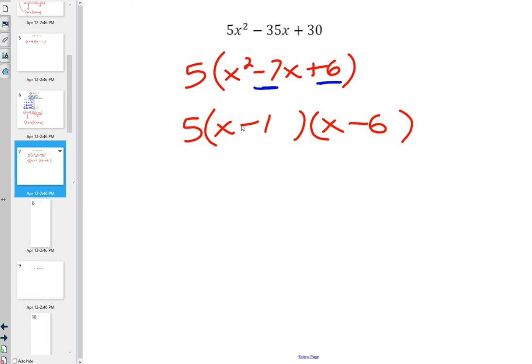Whoa, Mr. Romero, I wrote negative x minus 6 and then x minus 1. That's fine. How many factors does this polynomial have? 3. So if this were the test, you would mark the checkbox next to the 5, next to x minus 1, next to x minus 6.